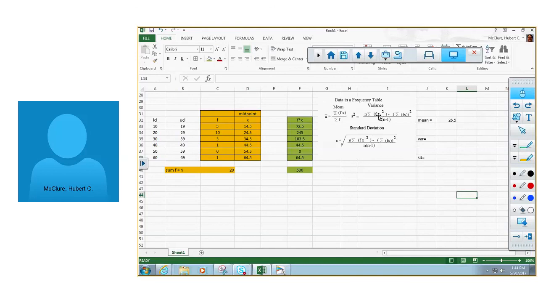We need f times x squared, so we're going to need x squared. So I'll put it right here. Wait a minute, I'll go down here, and we'll do part 3 down here. X squared. That's equal to this number raised to the what? Second power. 1, 2, 3, 4, 5, 6.